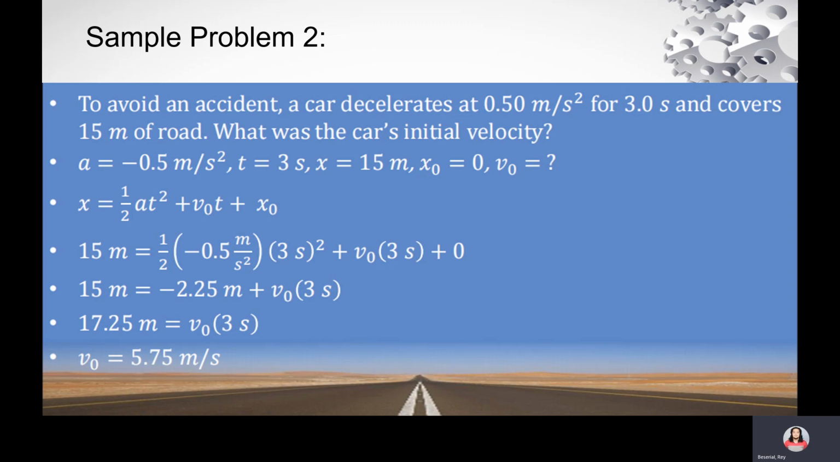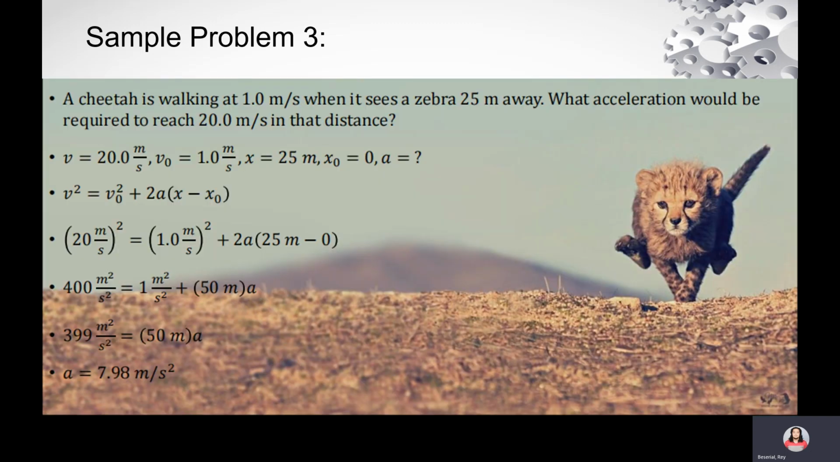Okay? So, next, meron tayo dito problem number 3 na. So, a cheetah is walking at 1.0 meter per second. When it sees a zebra 25 meters away, what acceleration would be required to reach 20 meter per second in that distance? So, i-write down natin again yung ating mga data from the problem.